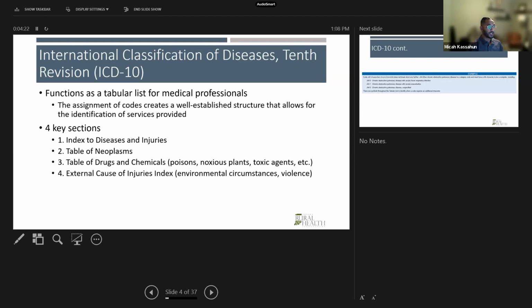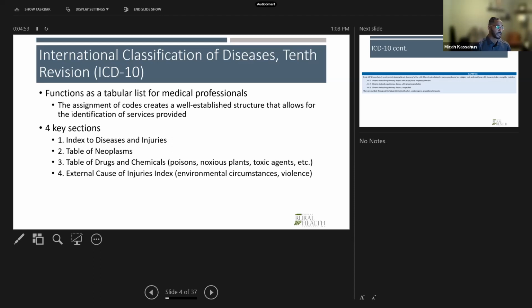So there are 4 key sections within the ICD-10 alone. We have the index for diseases and injuries. Then we have a table of neoplasms, which is just for cancer-related ailments. And then the table of drugs and chemicals. I will say this is very extensive. It has poisons, noxious plants, toxic agents, you name it. Anything deemed a drug or a chemical or anything that could do harm to the body. Very extensive and exhaustive list.